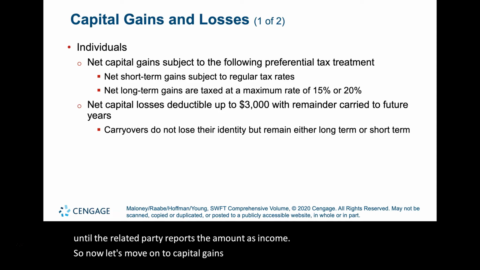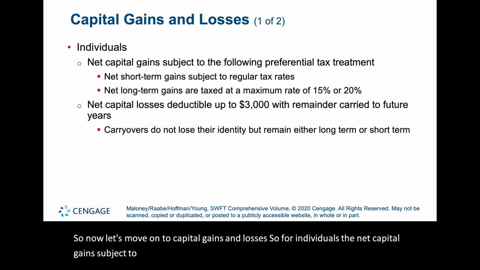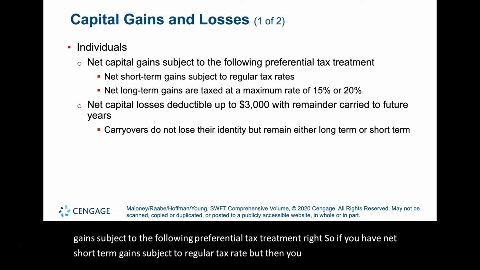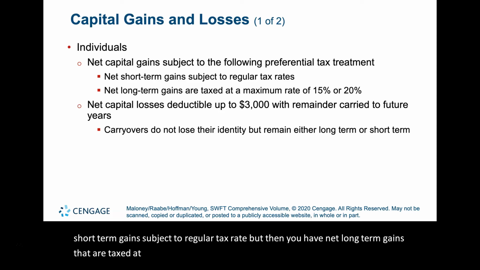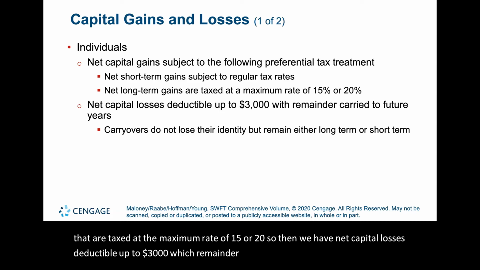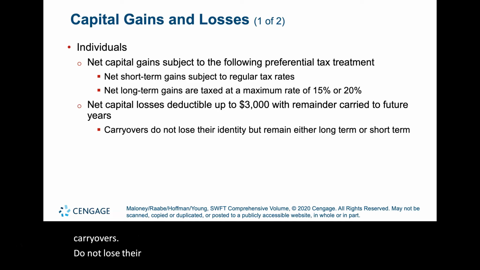So for individuals, the net capital gain is subject to the following preferential tax treatment, right? Net short-term gains are subject to the regular tax rate, but then you have net long-term gains that are taxed at the maximum rate of 15% or 20%. Then we have net capital losses deductible up to $3,000, with the remainder carried to future years. Carryovers do not lose their identity and they remain either long-term or short-term.